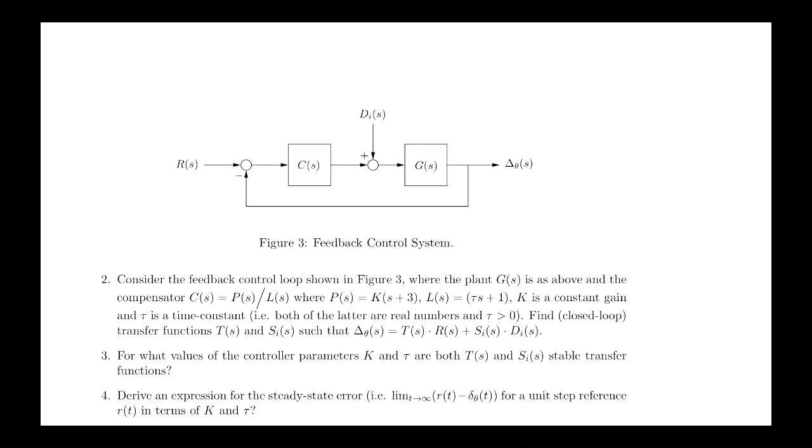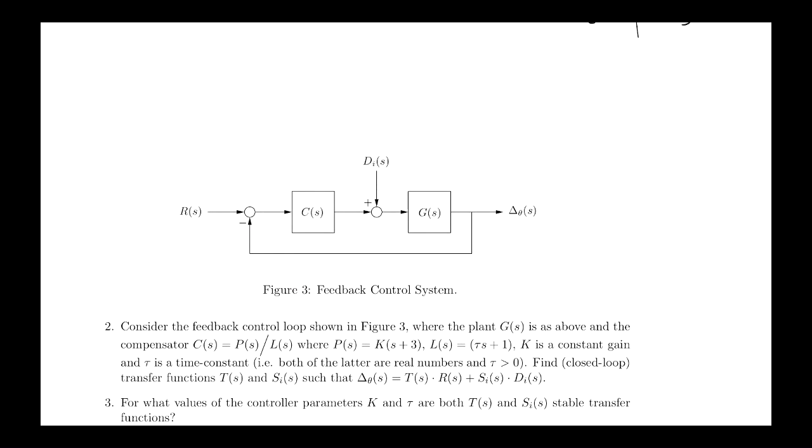So this next question is about saying, well, find closed loop transfer functions T and S such that we can write down this expression for the relationship between these inputs of the closed loop system and this output. You've just got to write down a bunch of equations that you can read off the block diagram. So let's try to write some of those down.